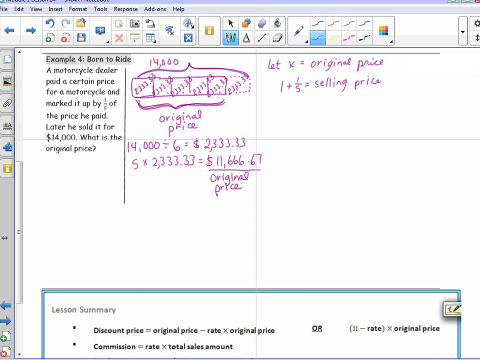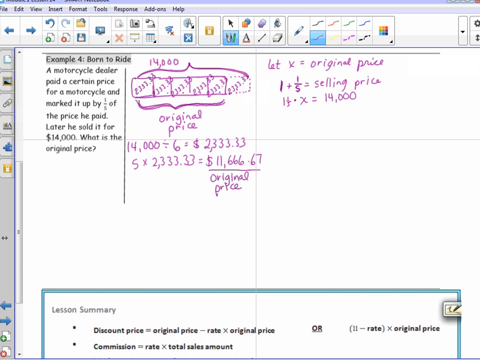So 1 is the original price plus 1/5 of the markup is equal to the selling price. And we know that the selling price is $14,000. And so we'll have 1 and 1/5 times the original price, and we're letting x equal the original price, is going to equal the 14,000. So 1 and 1/5 times the original price is the $14,000 selling price.